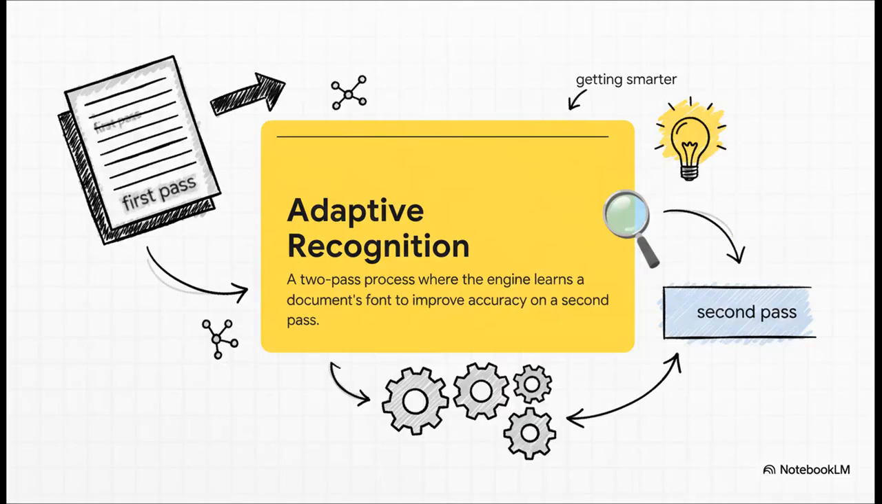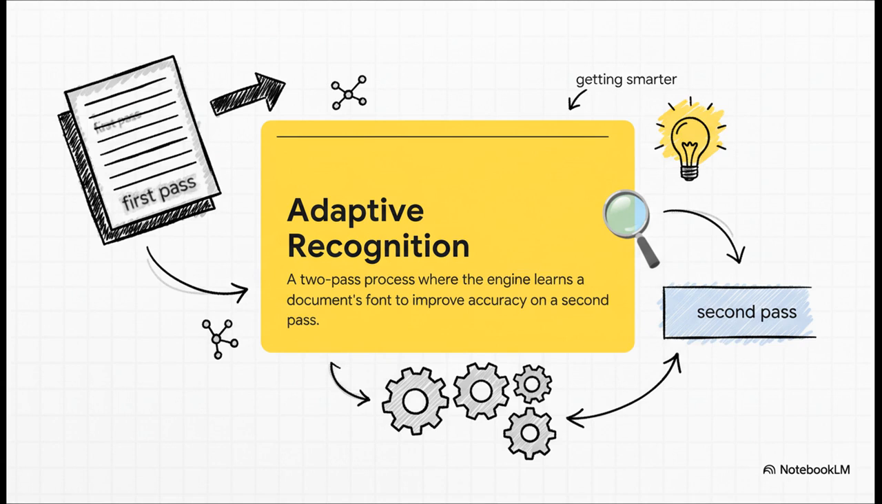But here's the secret sauce: adaptive recognition. Tesseract actually gets smarter as it reads your document. It does a first pass and finds the easy words. Then it uses those words to train itself, on the fly, on the specific fonts and styles in that document.